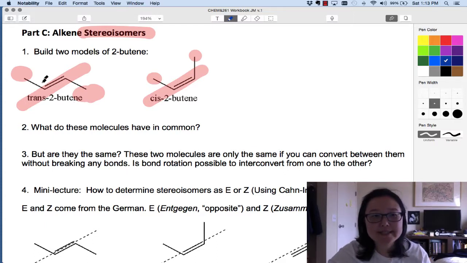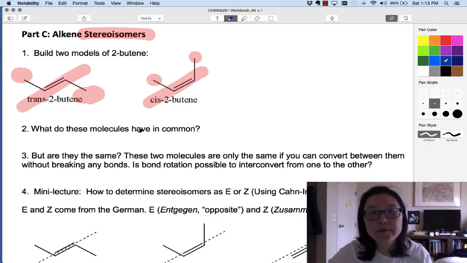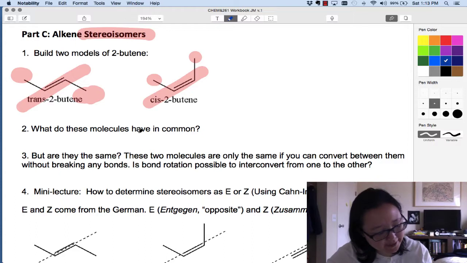Trans is easy to remember. Trans means across, so you have these groups across from each other. And cis, I think of same side. Cis, same side. Another way that we name these is, instead of trans, sometimes we use the German entgegen for opposite. So E-2-butene is another name for this, and instead of cis we could say Z, or zusammen, which means same.